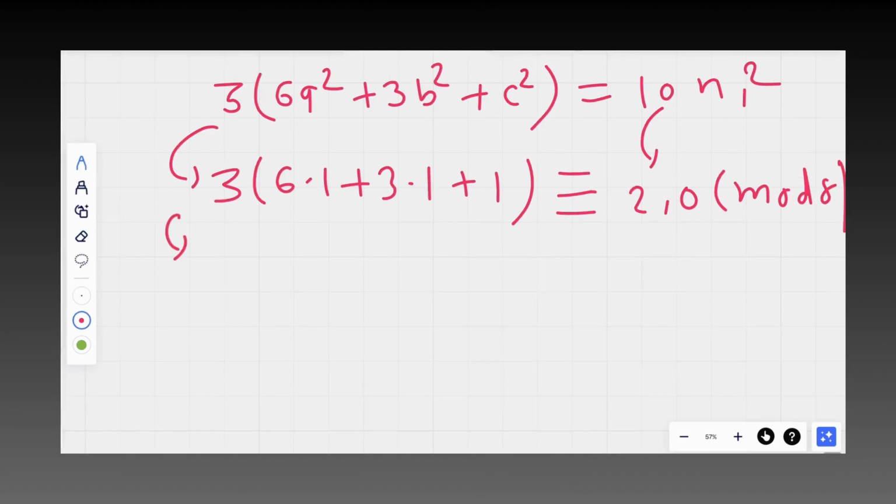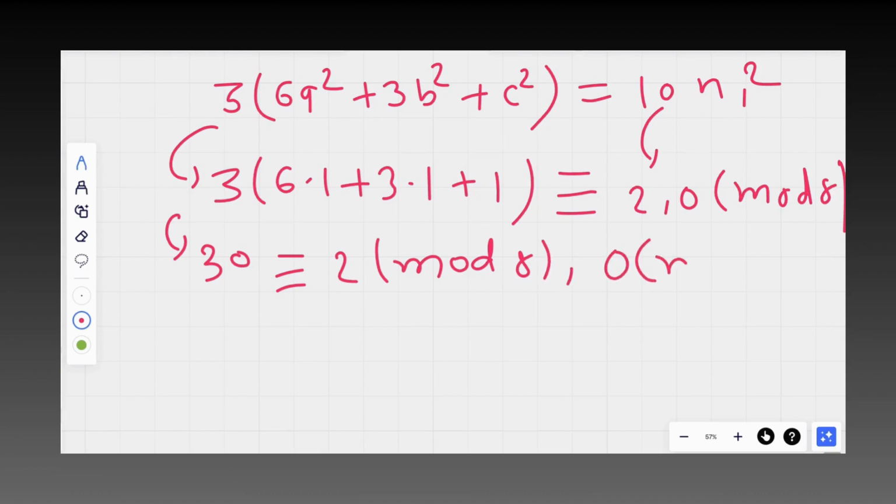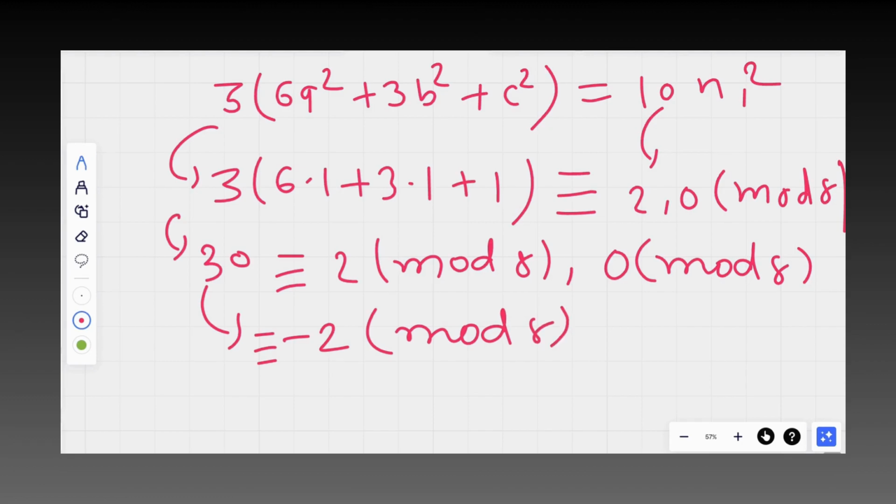And this side is equal to 30, which is neither congruent 2 mod 8 nor 0 mod 8, because 30 is already minus 2 mod 8. So we conclude that one of A, B, C is even.